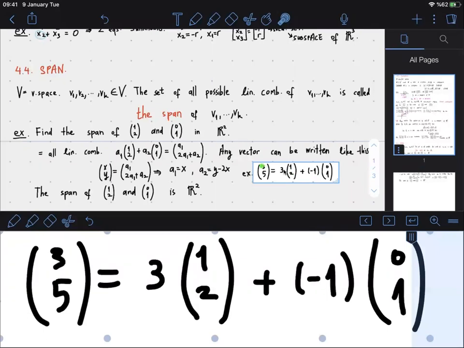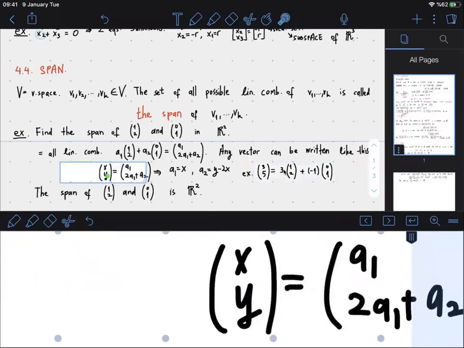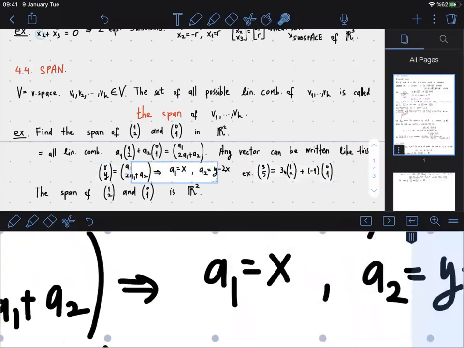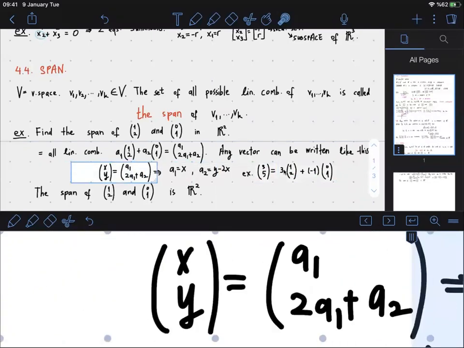This is not true for just 3 and 5. This is true for any x and y. Okay, what we said is true for any x and y. So any vector in R2 can be obtained by these two vectors, 1, 2 and 0, 1. This means the span of these two vectors, 1, 2 and 0, 1, is every possible vector in R2.